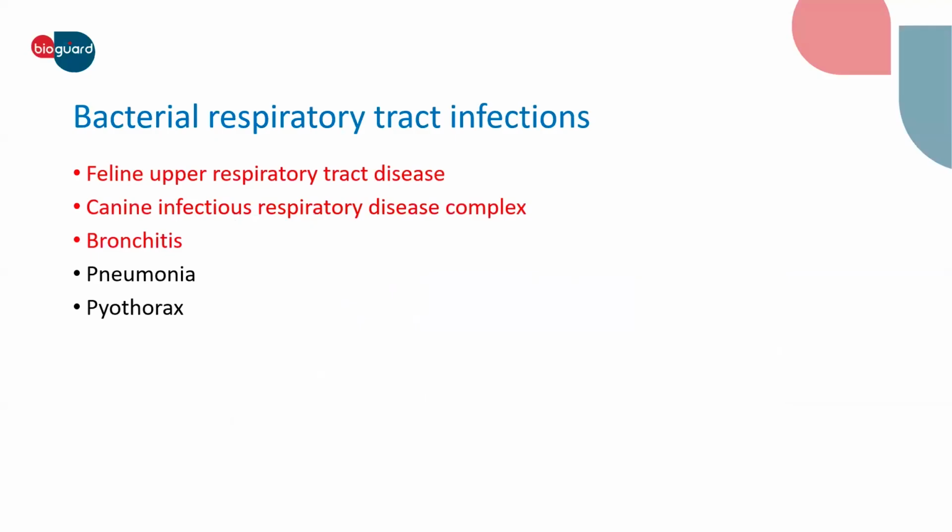Speaking of bacterial respiratory tract infections, they actually include feline upper respiratory tract disease, canine infectious respiratory disease complex, bronchitis, pneumonia, and pyothorax. Due to the time limit, today we will talk about the first three subjects: feline upper respiratory tract disease, canine infectious respiratory disease complex, and bronchitis.